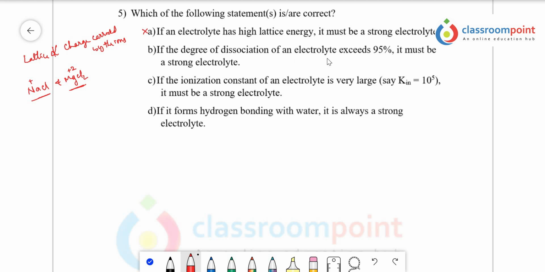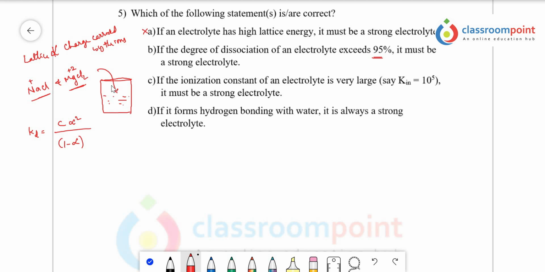If the degree of dissociation of an electrolyte exceeds 95%, it must be a strong electrolyte. We know that, let us take the dissociation constant. Kd is equal to C alpha square divided by 1 minus alpha. So you take any particular weak electrolyte like acetic acid in a beaker and try to fill it with an unlimited amount of water. So at low concentration, weak electrolytes may not dissociate completely.